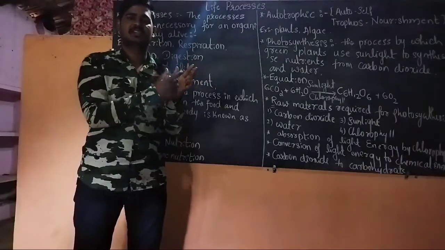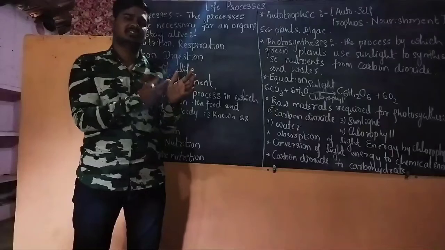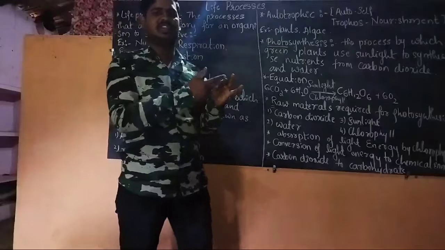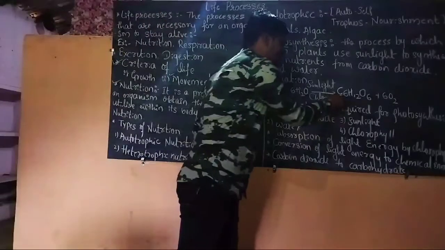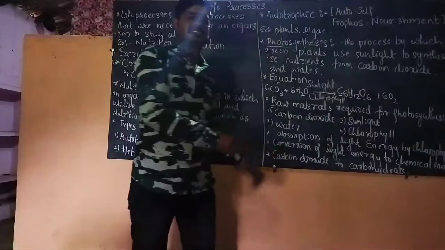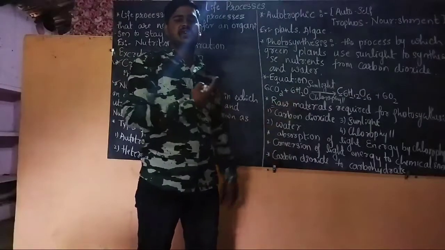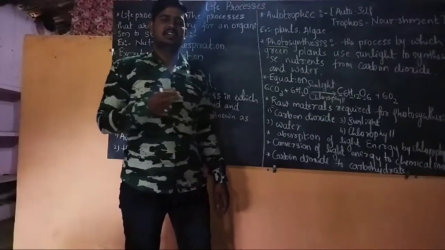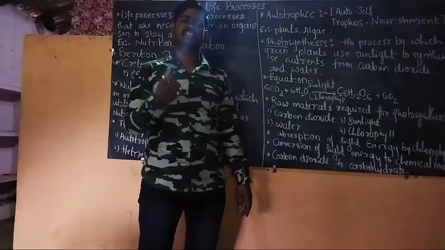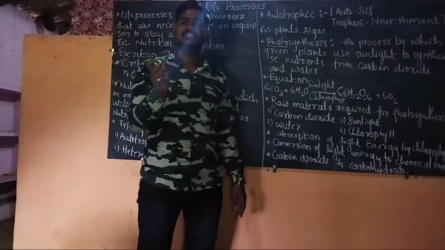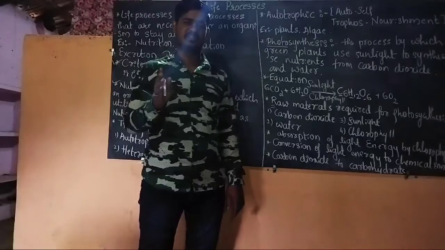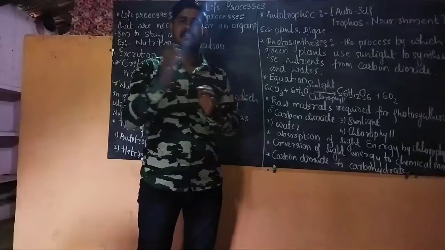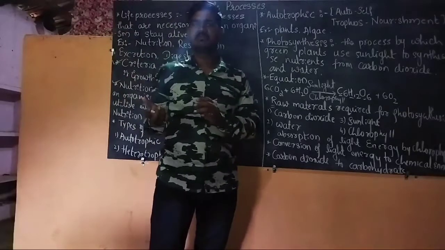Here you should remember that carbohydrates and hydrocarbons are two carbon compounds. In a carbohydrate, carbon, hydrogen and oxygen are present. Glucose is also known as a carbohydrate because it has carbon, hydrogen and oxygen. And then hydrocarbons are chemical compounds which have only carbon and hydrogen. The difference is that carbohydrates have carbon, hydrogen and oxygen, while hydrocarbons have only hydrogen and carbon.